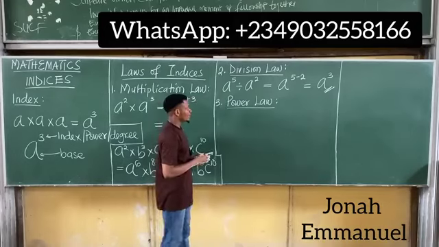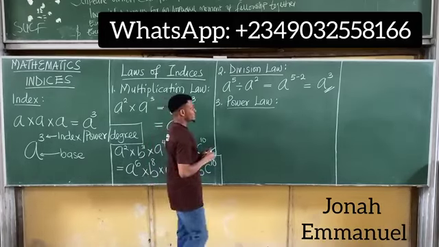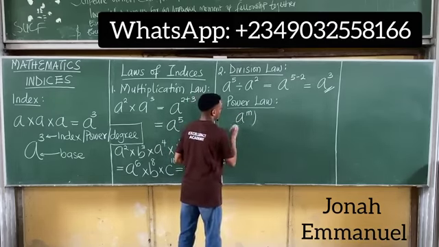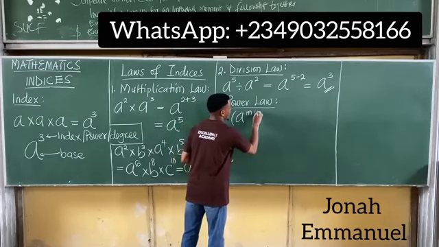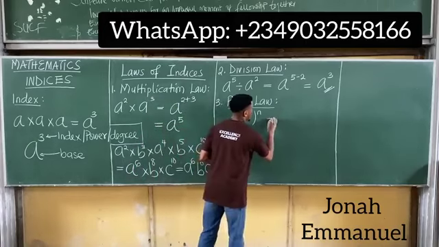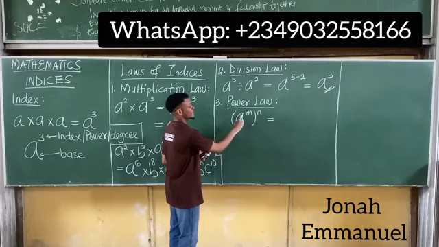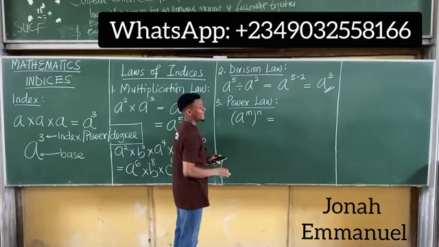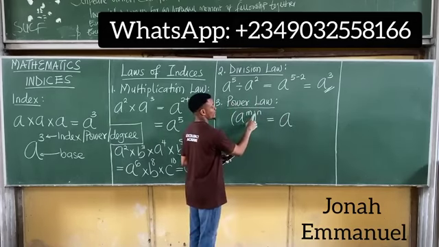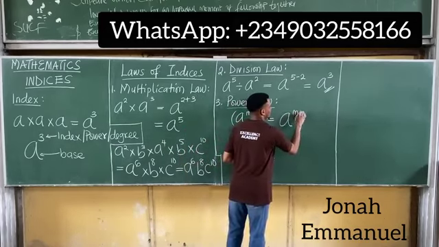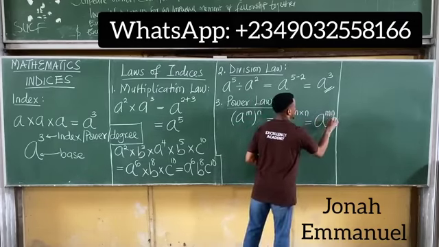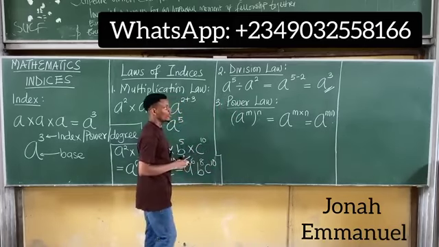For the power law, I'll just use a mathematical expression. Let's say I have a base A raised to power m, such that this term is being multiplied by itself a number of times, let's say n. If you expand this, I have a base raised to a certain power and multiplied n times, so my value will be equal to A to the power of m times n, that is A to power mn. This is the expression of the power law.